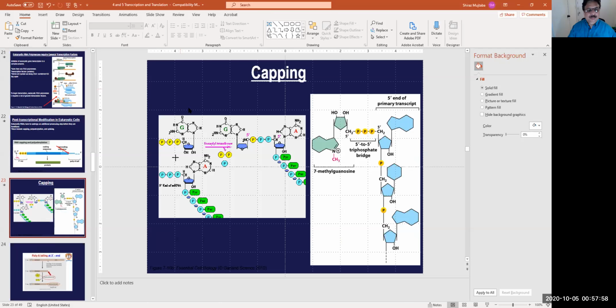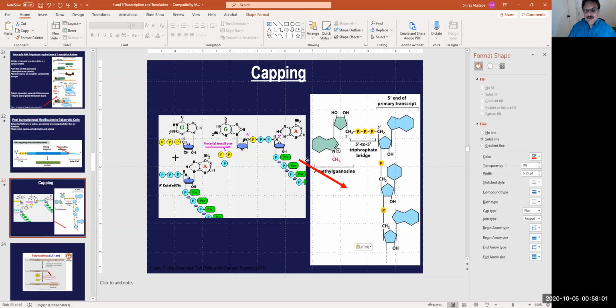So this is the process of capping. This is the methyl guanosine that is added to the 5'. 5' means the 5th carbon atom of the ribose sugar. What is added? 7-methyl guanosine is added to the 5th carbon atom of the ribose. Right? Which enzyme does it? It is called guanylyl transferase. So capping, which is 7-methyl guanosine addition, is an enzymatic process that occurs at the 5' with the help of the enzyme called guanylyl transferase.